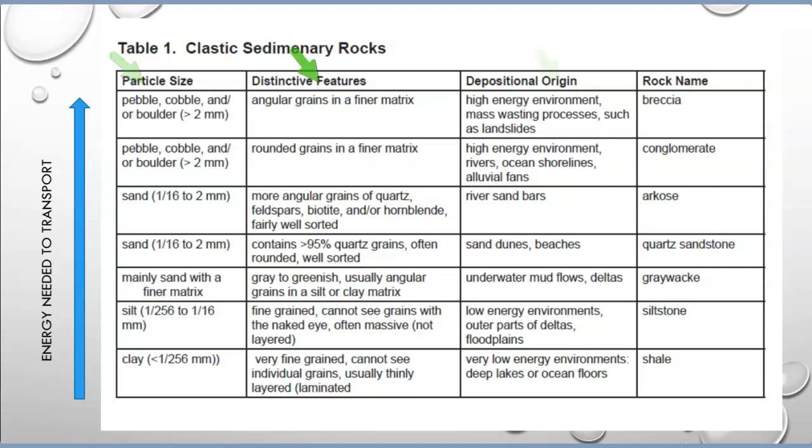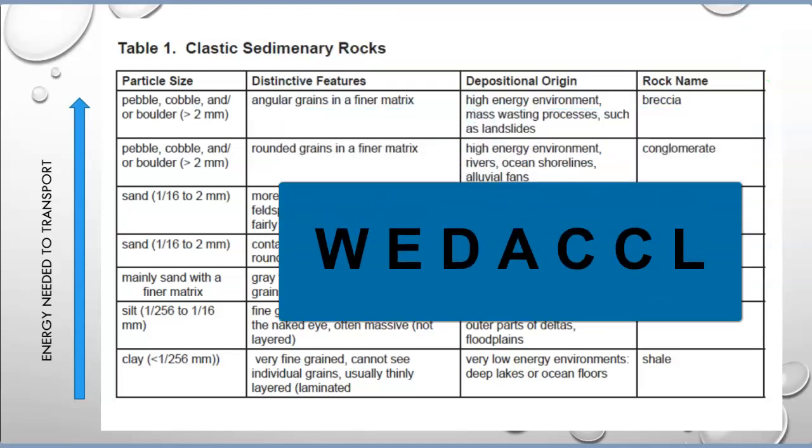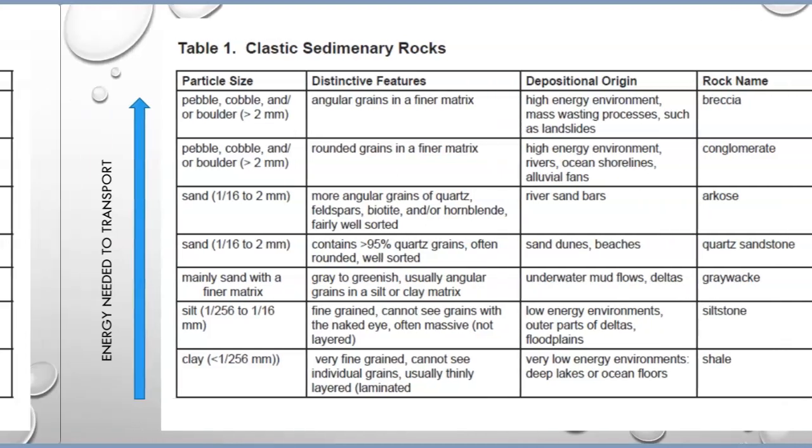This table will be very useful today. You see the particle size, the distinctive features, the depositional environment, and the name of the rock that comes from the wedackle process. As a reminder, wedackle is something I made up and will not be found in your textbook or lab manual. Let's go through examples of each of these rocks.